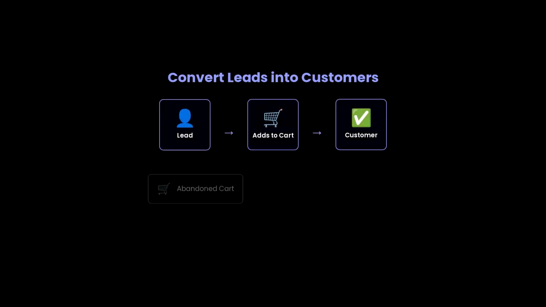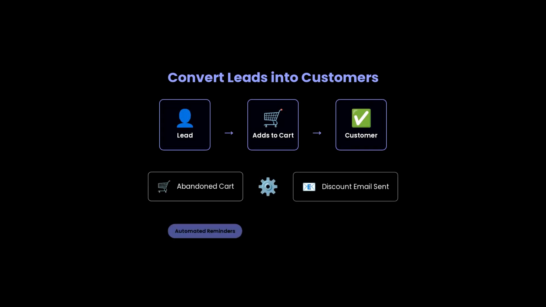Convert leads into customers. Use automation to streamline the purchasing process and reduce friction. This includes automated abandoned cart reminders, special offers, and easy-to-navigate checkout processes. For example, an e-commerce site might automatically send a discount code to customers who leave items in their shopping cart without completing the purchase.